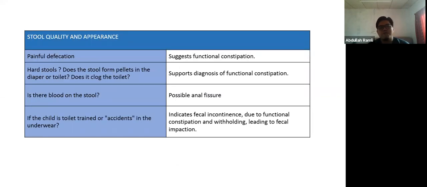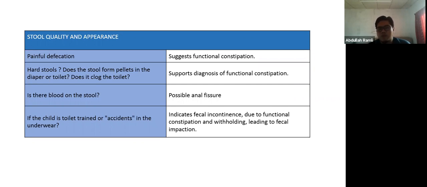All right. The next thing that we want to ask about is stool quality and appearance. We can ask about the experience of defecation. Is it painful? If it is painful, then it can suggest functional constipation. Is the stool hard? Does the stool form pellets in the diaper or toilet? Does it clog the toilet?